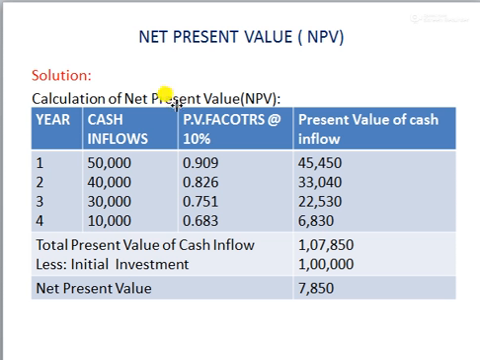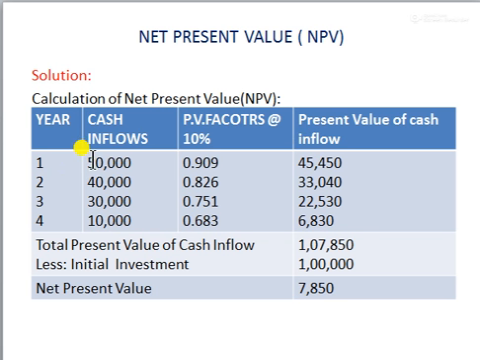The solution for second problem is calculation of net present value. So first column is here for 4 years, details are given in the problem. Second column is cash inflows, which are given in the problem. Present value factor at 10%, that is also given in the problem. So here the additional column is present value of each cash inflow.